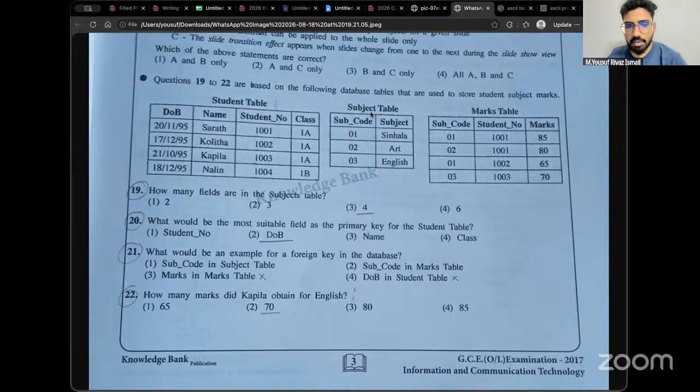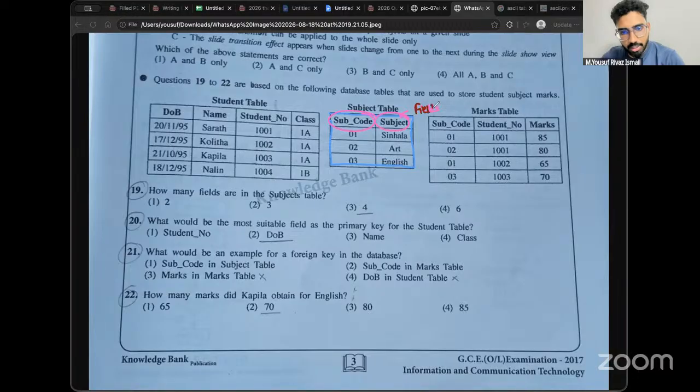Yeah. So in this question, they're asking how many fields are there in a subject table. There are 3 tables given here, and these are the subject table. In a table, these column names, the subject code, subject, are what we call the fields. So the question is asking how many fields are there in the subject table.